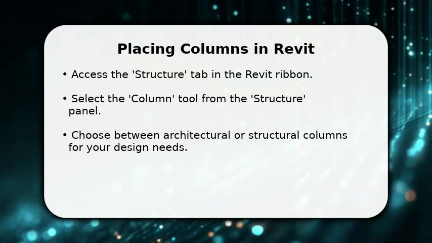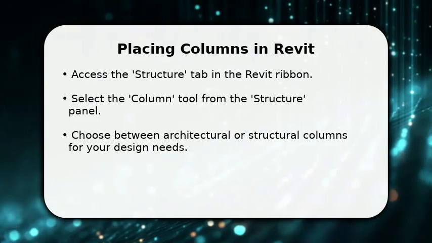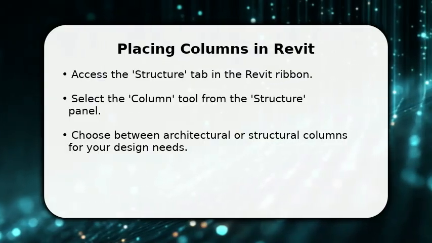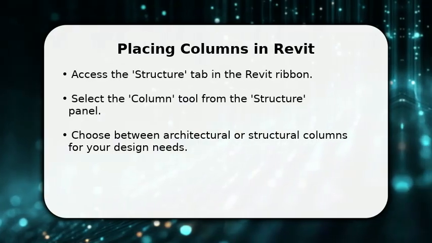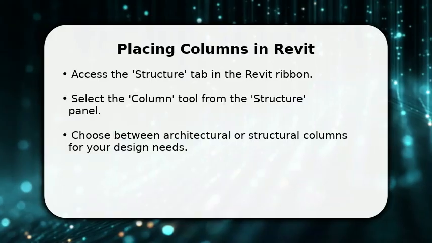In this video, I will explain how to place columns in Revit. To begin, navigate to the Structure tab located in the Revit ribbon. From there, you will find the Structure panel, where you can select the column tool.